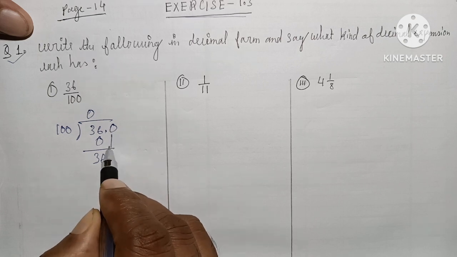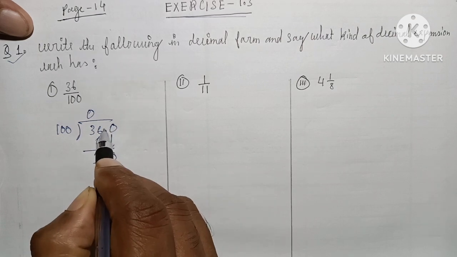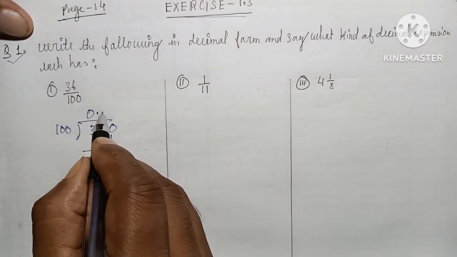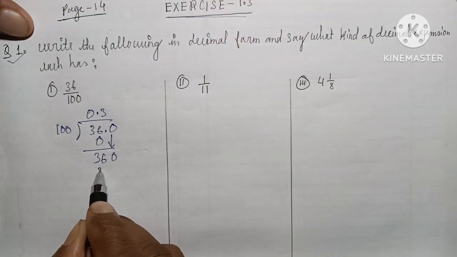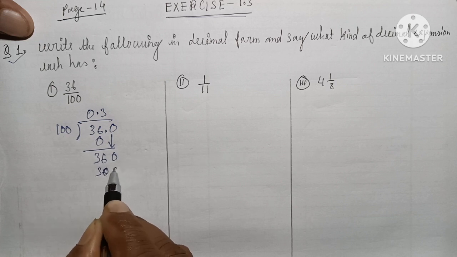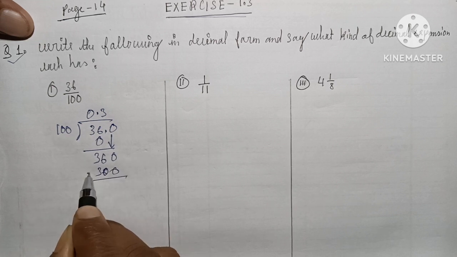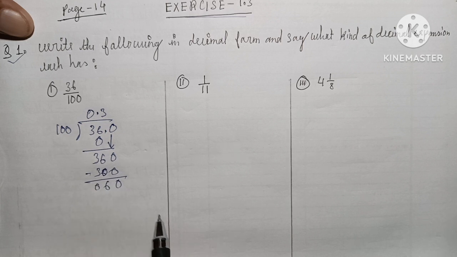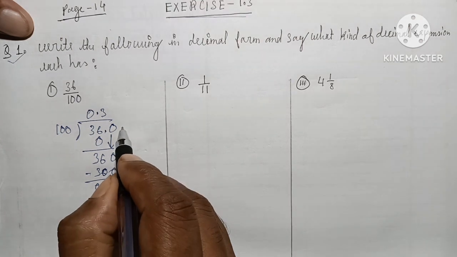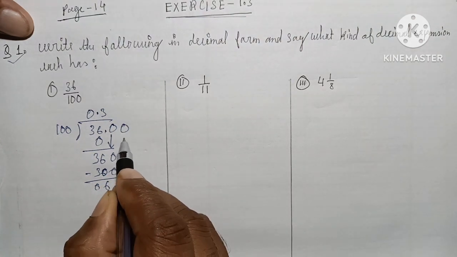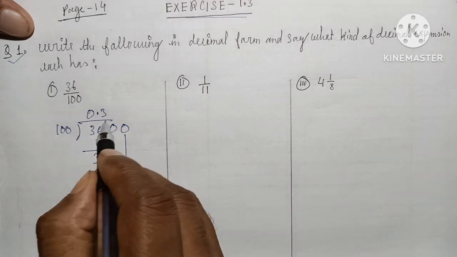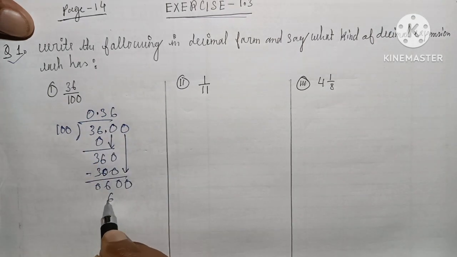Now bring down 0. Now immediately the decimal point also goes there. Now it is 360. 100 3s are 300. Now minus it, 060. Now 60 is not possible to divide. Again you give the 0. Now bring down 0. Now 100 6s are 600.